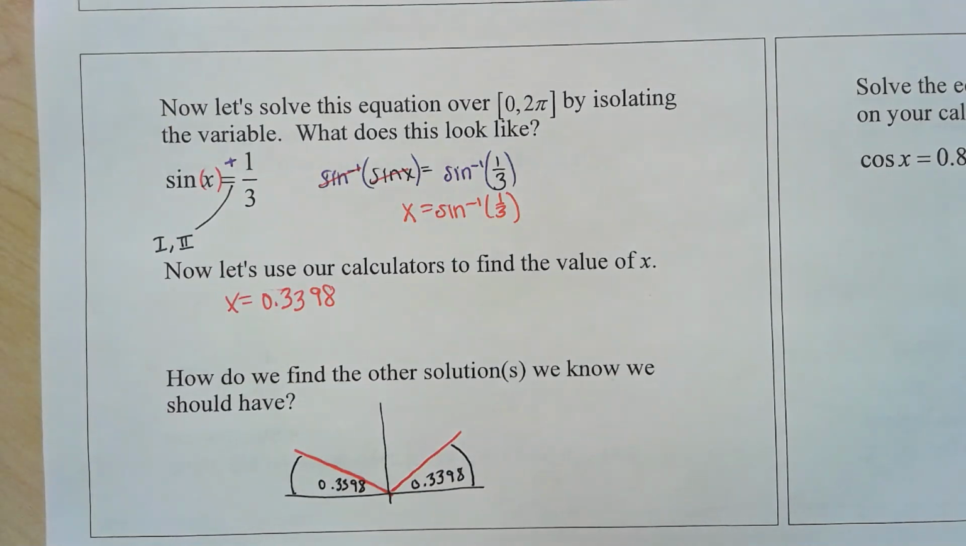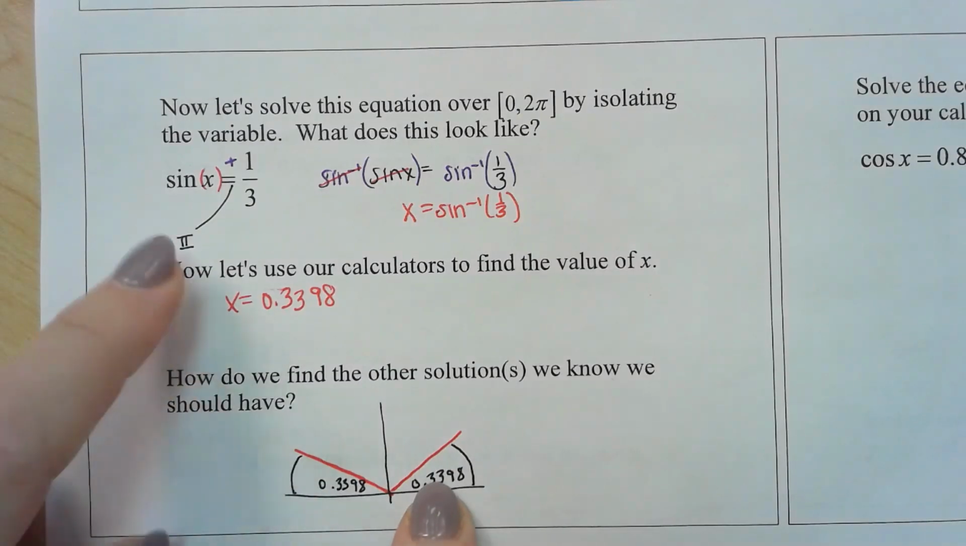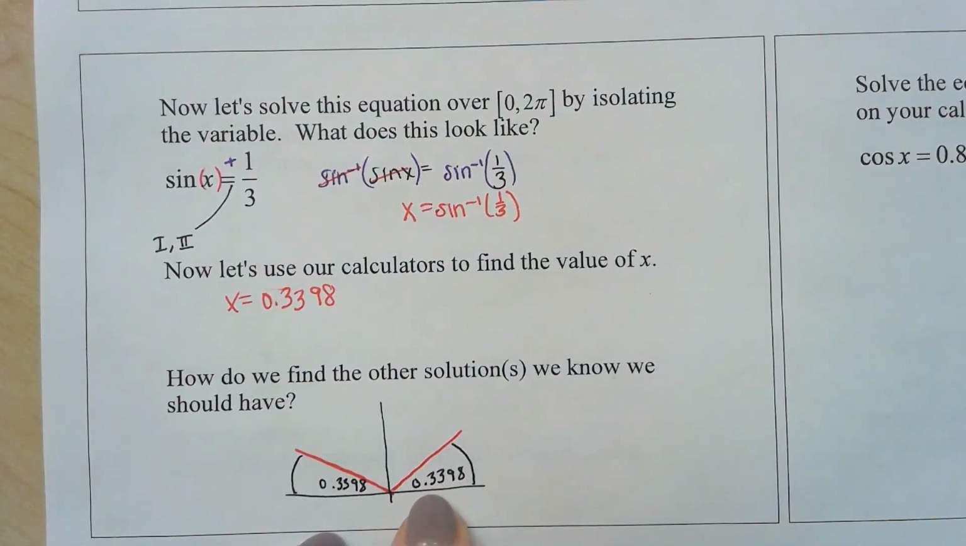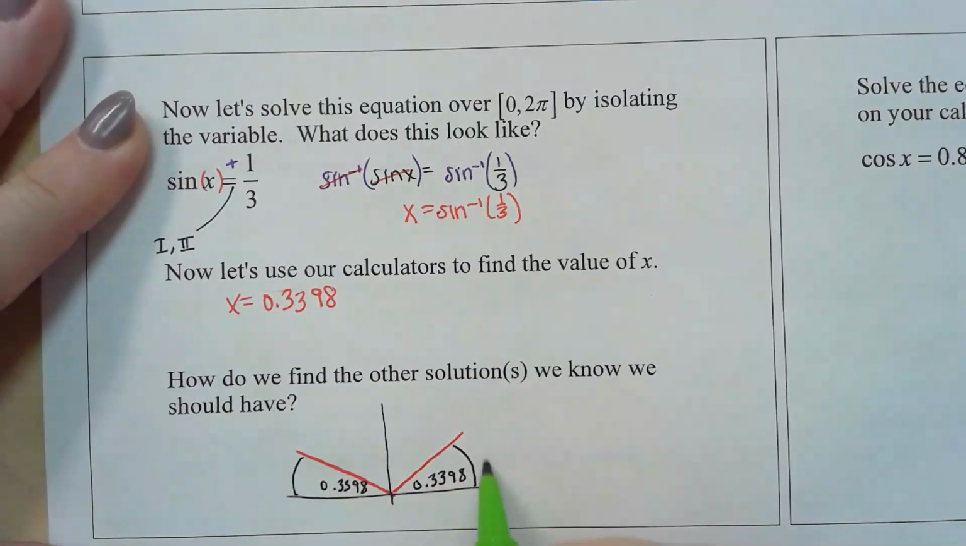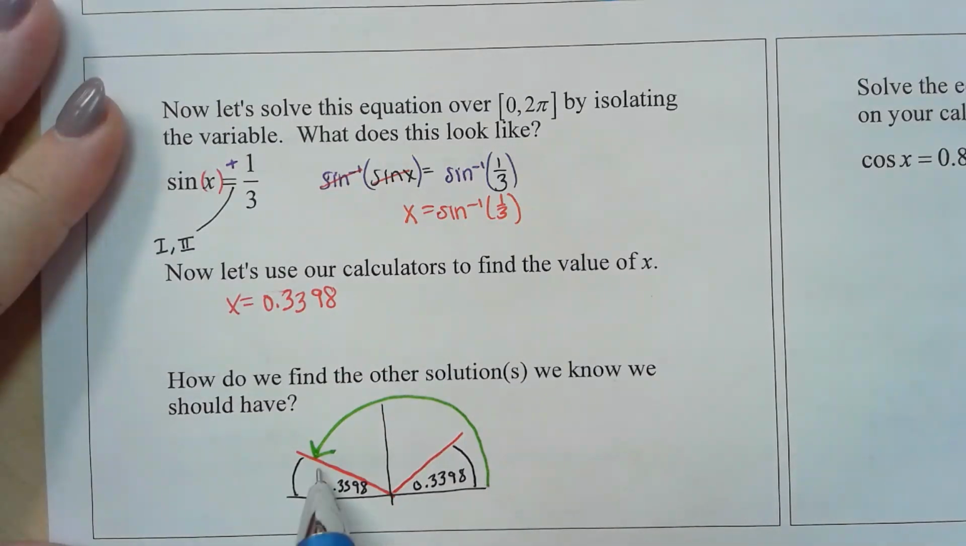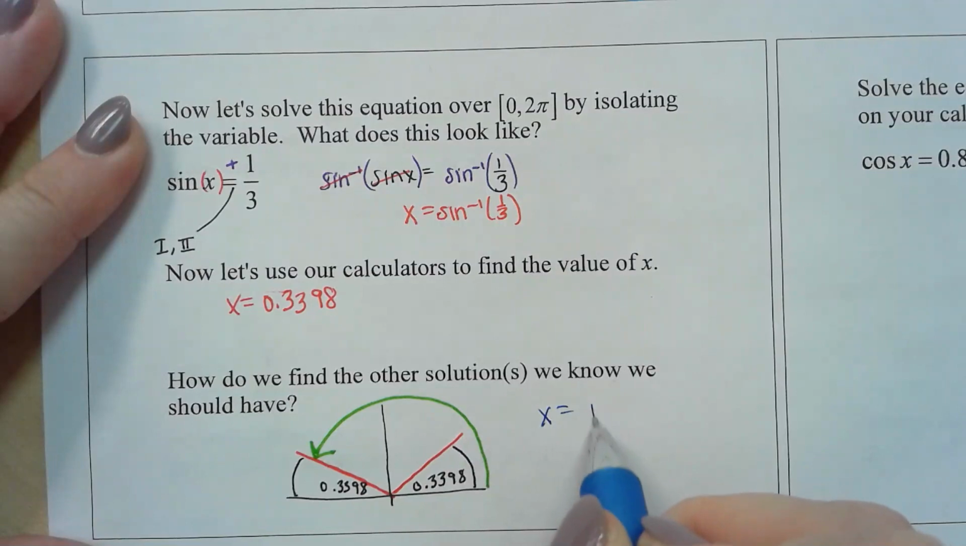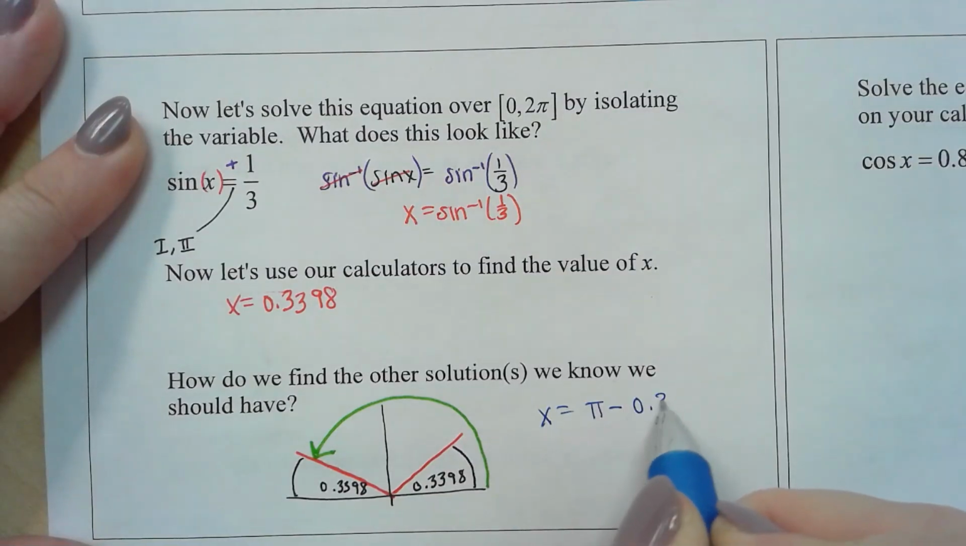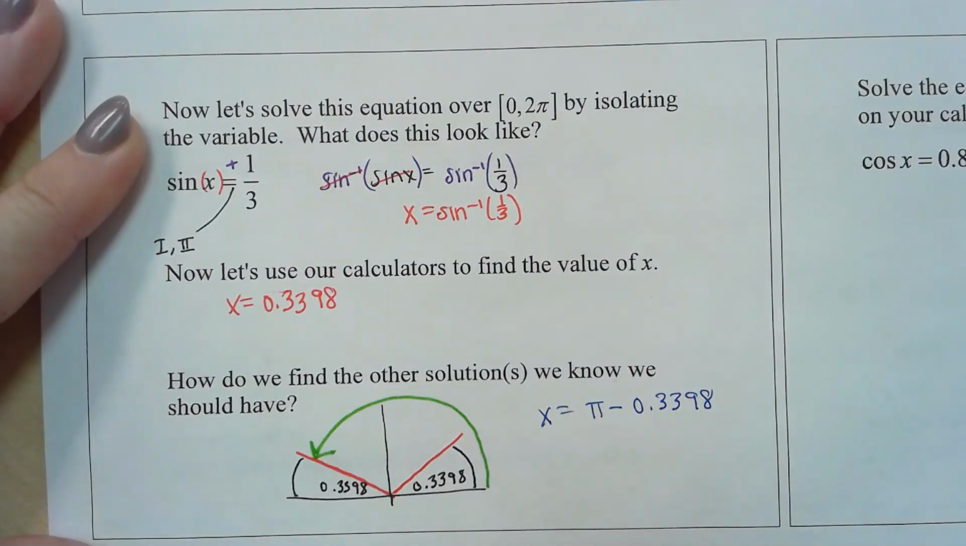I'm going to use my green marker here. So I know I have 2 answers, one in quadrant 1 and one in quadrant 2. I know the name of the one in quadrant 1. I need to go find the name of the angle in quadrant 2. I need to go find that value of that big green arc. So we know this pizza has this value, so we're not going to go halfway around. We're going to go halfway around and then back it off a little bit. We're going to do pi minus my 0.3398.